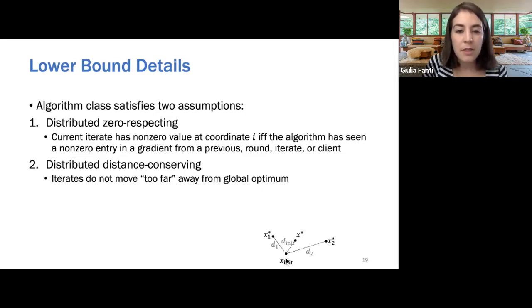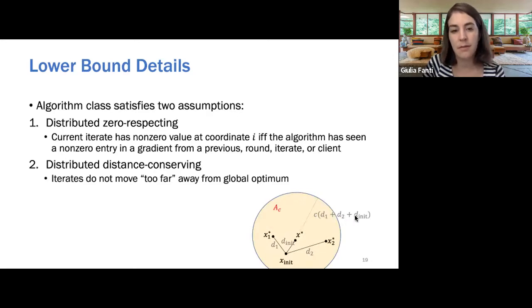So here we look at the distance between x init and each of these other 3 optima. And we're going to draw a ball, which is centered on x star, and whose radius is equal to some constant times the sum of these 3 distances, d1, d2, and d init. So when I say that the iterates don't move too far away from the global optimum, we want to ensure that with high probability, our iterates remain within this ball that I'm calling AC.